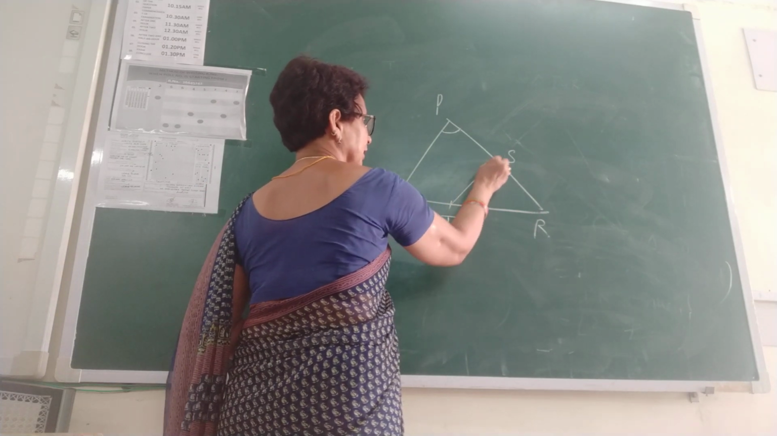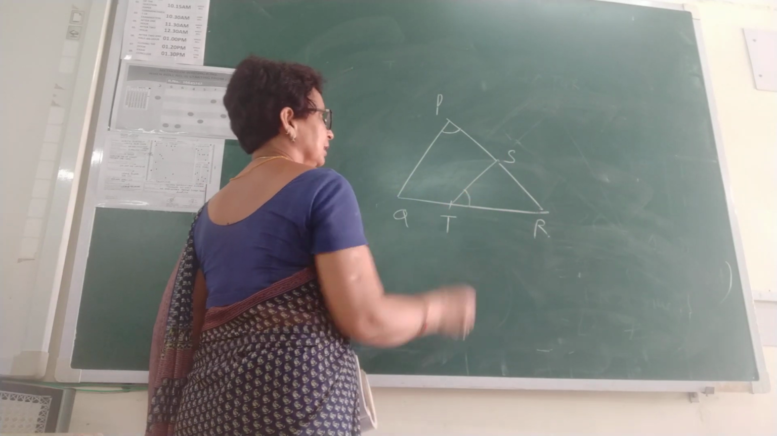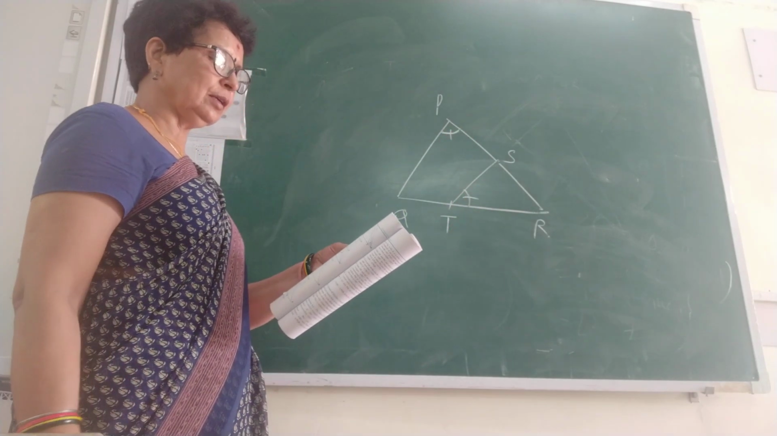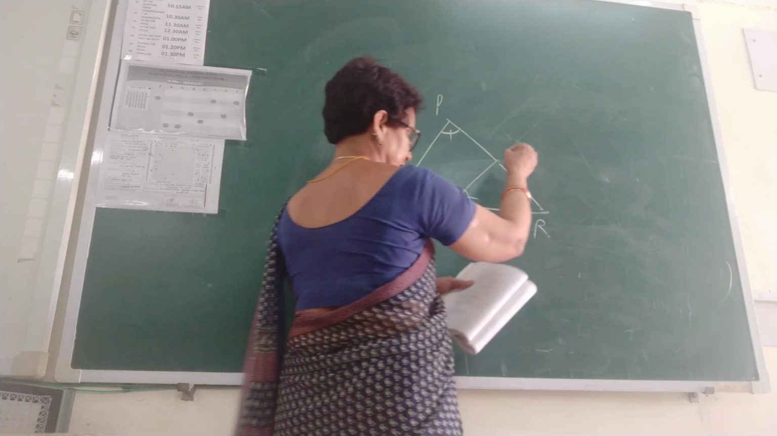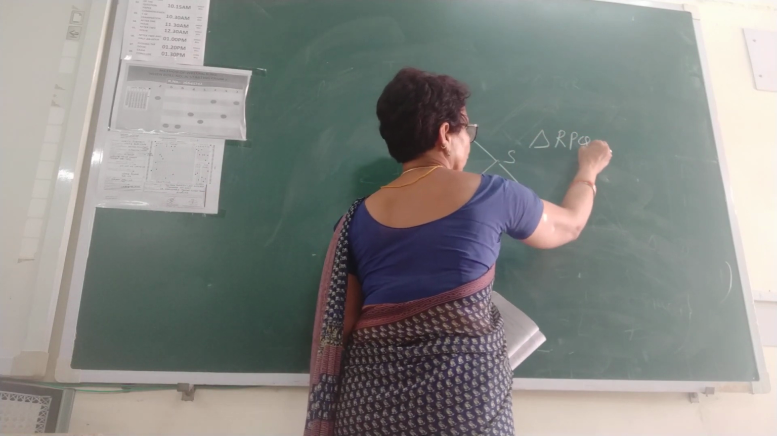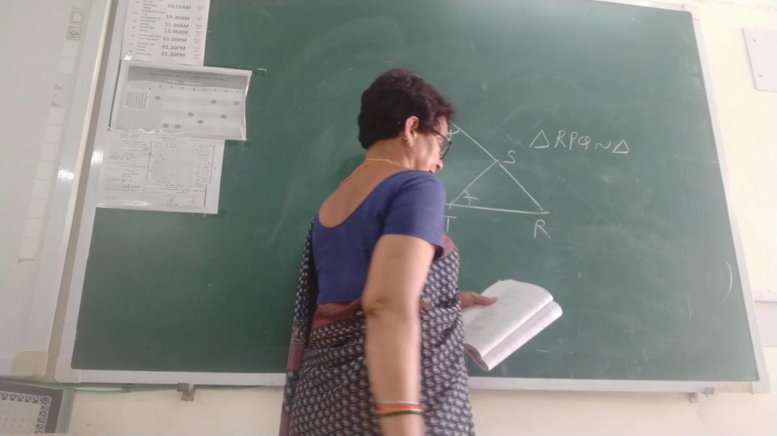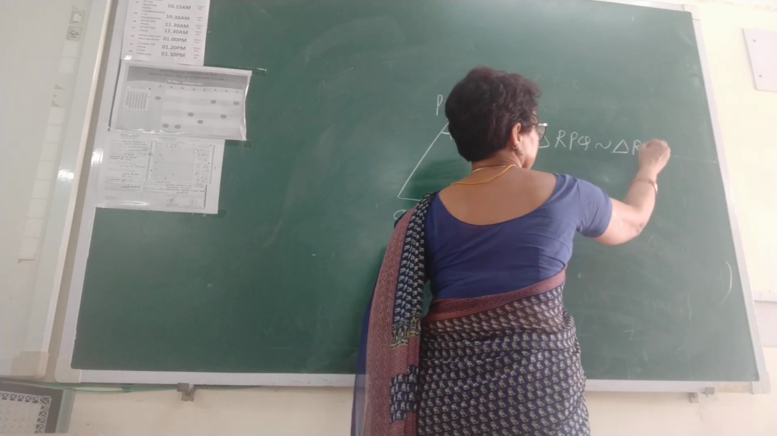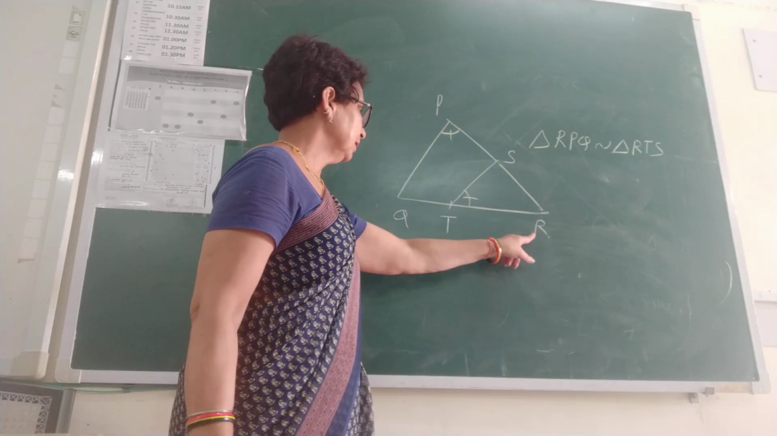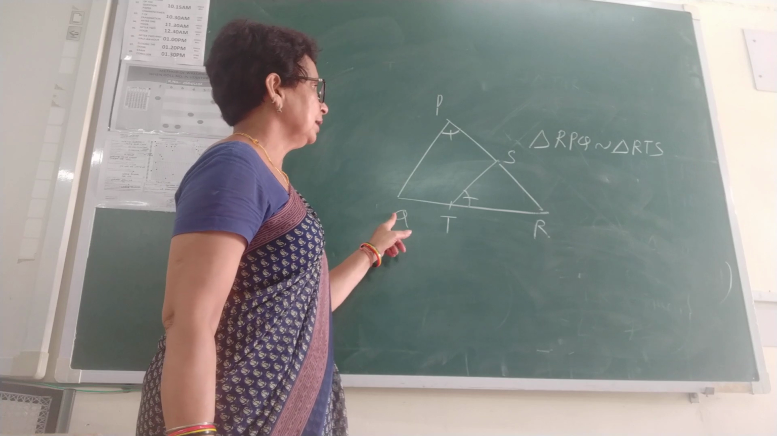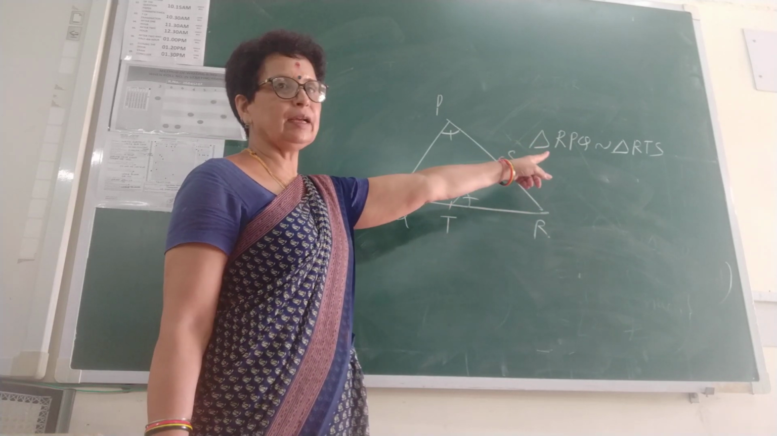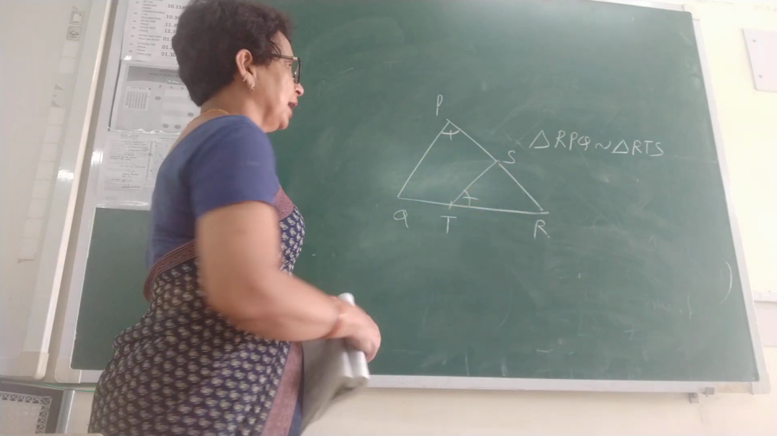Join ST. So we get angle RTS. Angle P is equal to angle RTS. We have to show that triangle RPQ is similar to triangle RTS. Names of the triangles are already given, so we take those triangles.